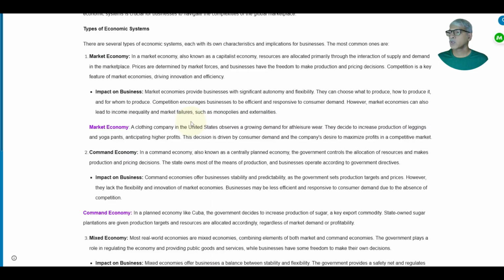So in the market economy, also known as capitalist economy, the resources are allocated primarily through the interaction of supply and demand in the marketplace. Prices are determined by the market forces, and businesses have the freedom to make production and pricing decisions. Competition is the key feature in market economies.